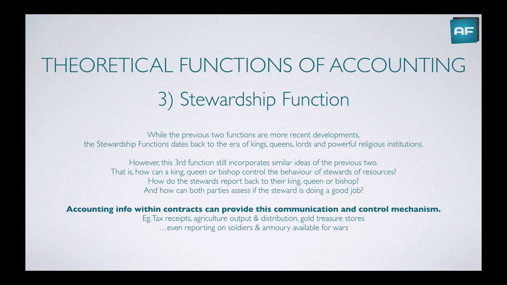So we may have accounting information such as tax receipts for the land, agriculture output and distribution. If it's a particular area of the country, there may be gold treasures stored there, so they could report back how much gold is on that piece of land using accounting information. And they may even report on soldiers and armory available for wars. So the king in his castle in the capital would know how much gold is located everywhere in his kingdom. All right, so you see it predates the others and it's a bit of a different relationship, but they're similar sorts of ideas. Feel free to comment if that "within contracts" section has thrown you off.